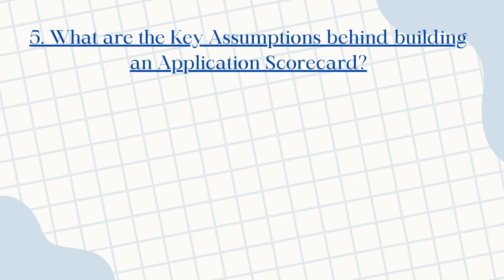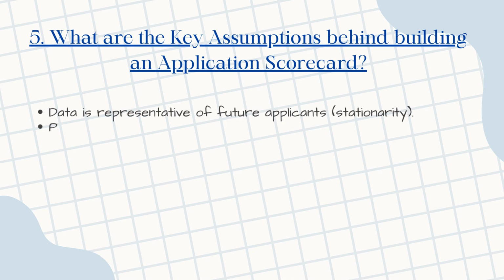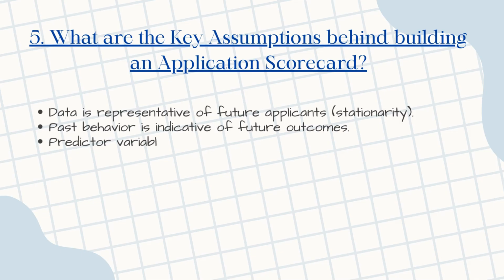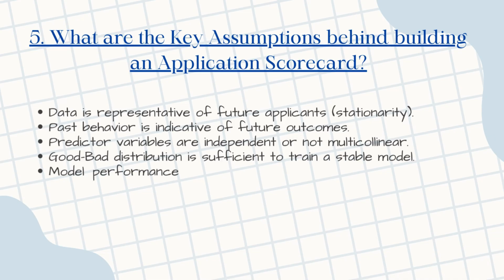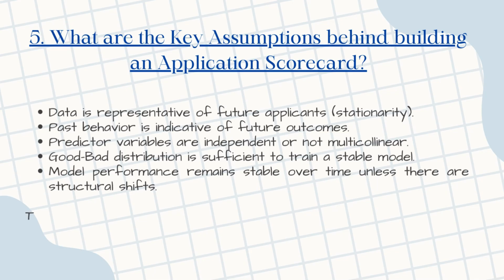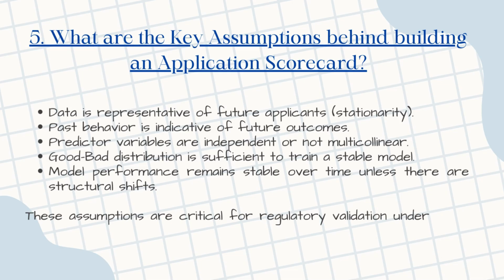So, the key assumptions behind building an application scorecard are: the data should be representative of future applicants, meaning stationarity. Past behavior is an indicator of future outcomes. Predictive variables are independent or not multicollinear. Good-bad distribution is sufficient to train a stable model. Model performance remains stable over time unless there are structural shifts. So these assumptions are critical for regulatory validation under Basel and internal model governance.